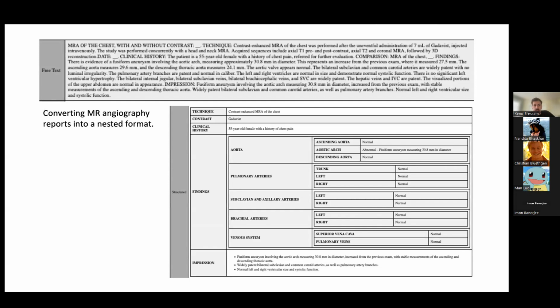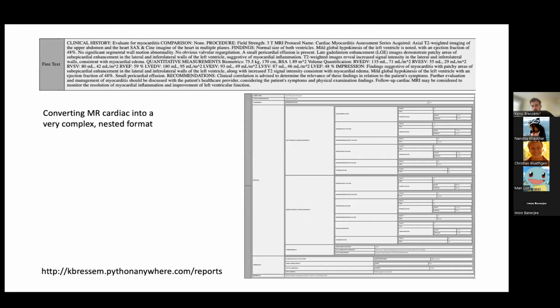So this is an MR angiography of the chest. And here it's a bit more nested because you want to describe the different vessels and then also the smaller vessels branching from those vessels. So we have a nested format. And again, this was no problem with GPT-4. It managed to fill out everything. And even in more complex cases.